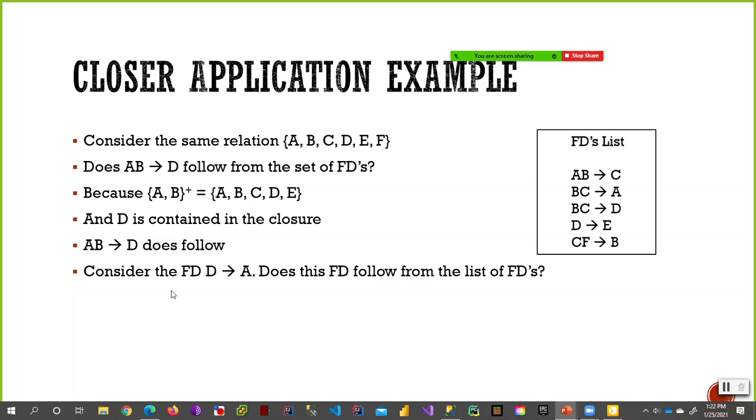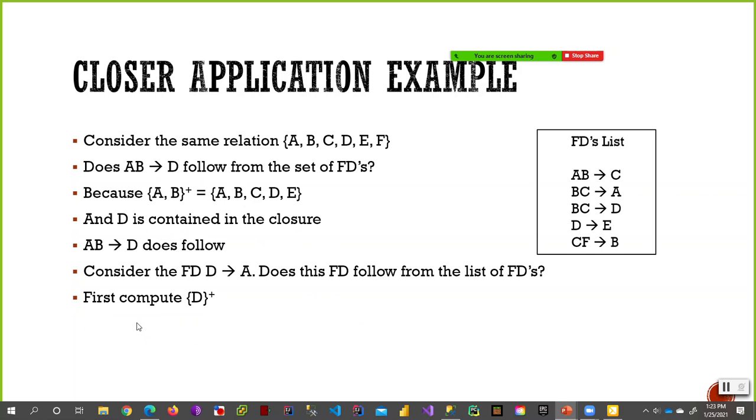Now we're going to consider the functional dependency D functionally determines A. Does this functional dependency follow from the list of functional dependencies that we have? What's the answer to that? Can we say D functionally determines A from this closure set that we determined from the closure of AB? The real question is, do functional dependencies work both ways? No, they don't, right? You can't say D functionally determines A just because I've computed the closure of AB and D is contained inside of there. It doesn't work that way.